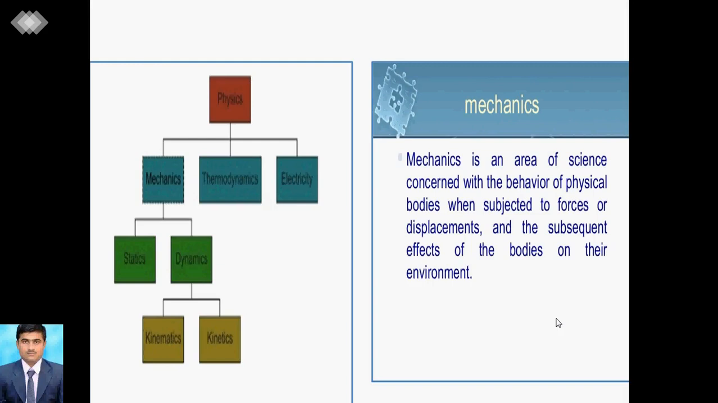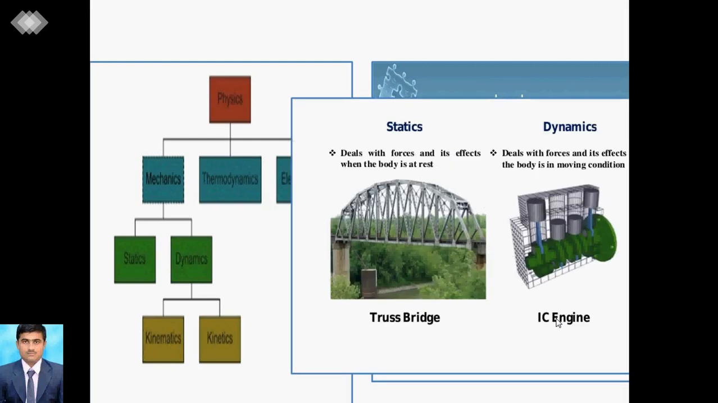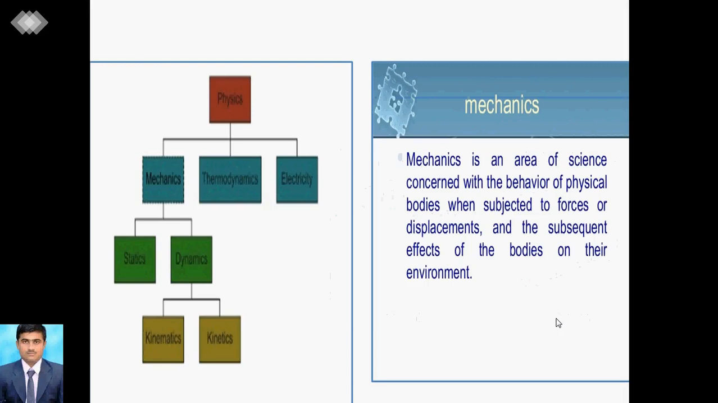So basically mechanics has two branches: one is statics and the second is dynamics. Statics means the body is at rest and it deals with different forces. When designing bridges, we consider static force conditions. In dynamics, the body is in motion, and we consider different forces there. After studying that, we can design IC engines. Now we move on to the next topic, that is dynamics.